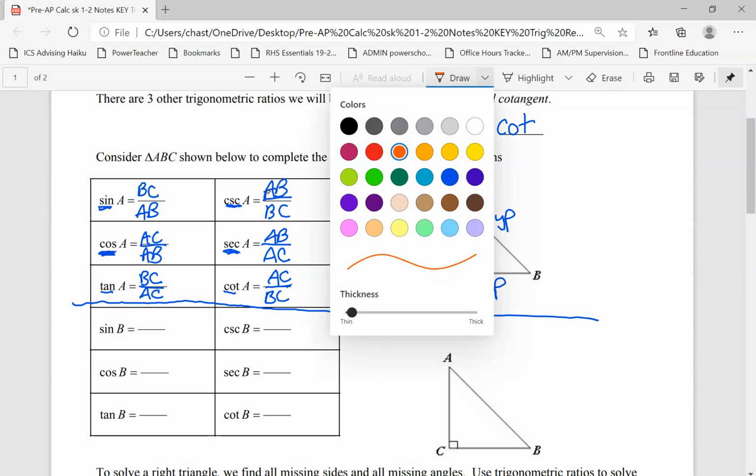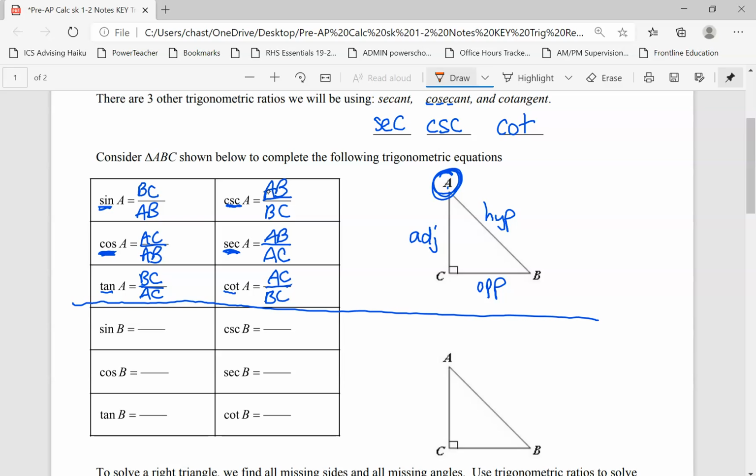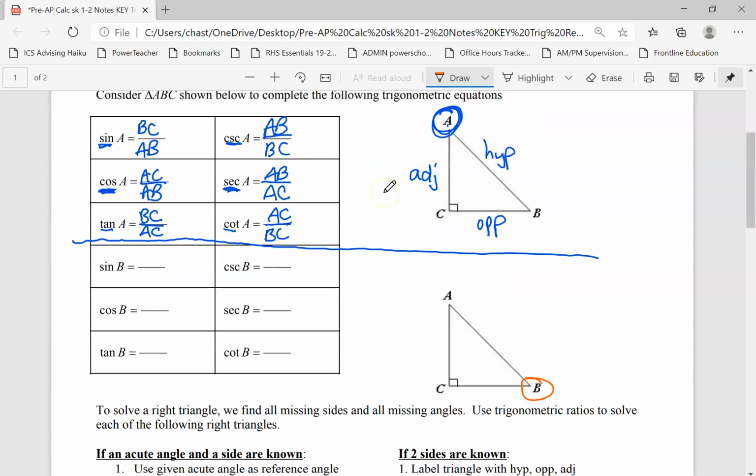All right, now I'm going to try these again as a way to review, but now we're going to use angle B as our reference angle. So it's very important that you know your reference angle because your opposite and your adjacent are dependent upon the reference angle. All right, now I do know that AB is my hypotenuse. It is directly across from the right angle, so that is why we label that. But now we know that AC becomes the opposite side because it's across from our reference angle, which makes BC our adjacent side.